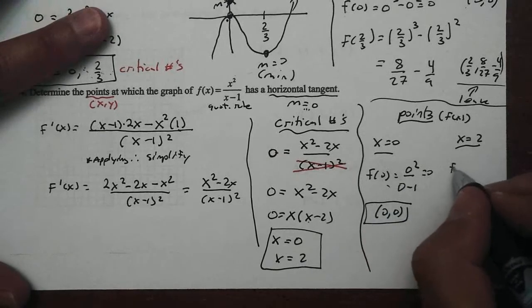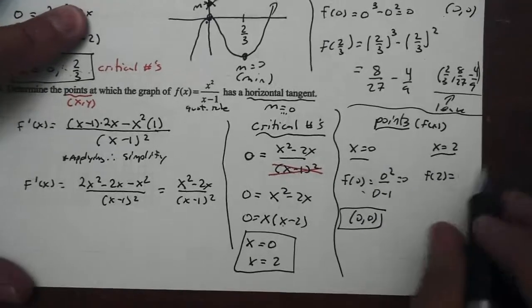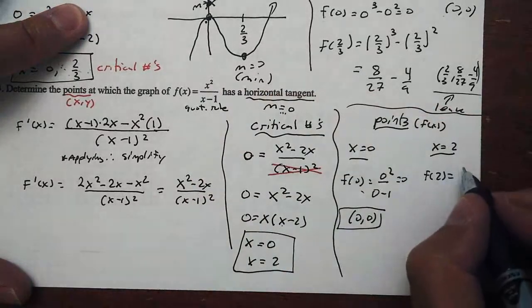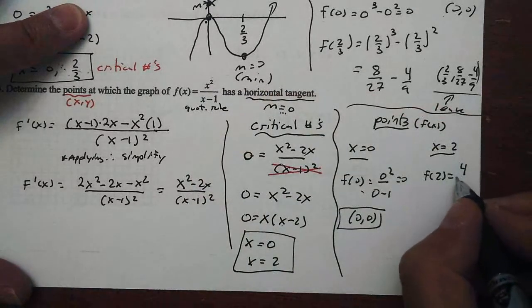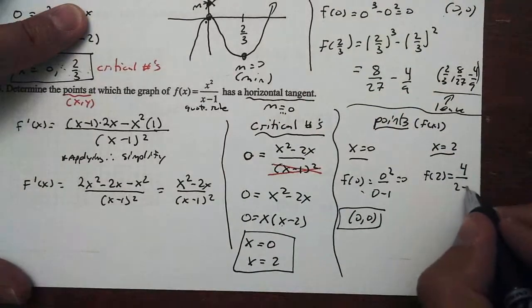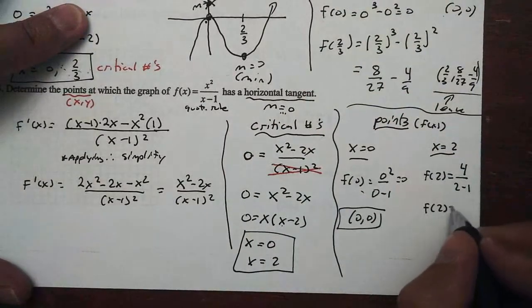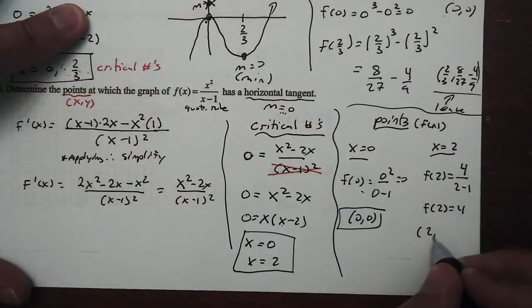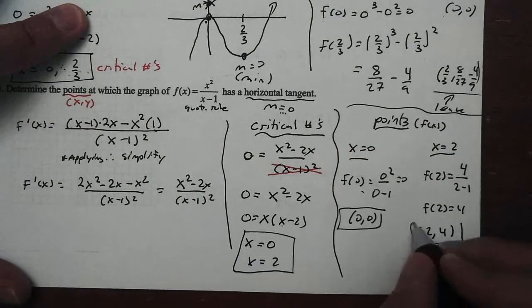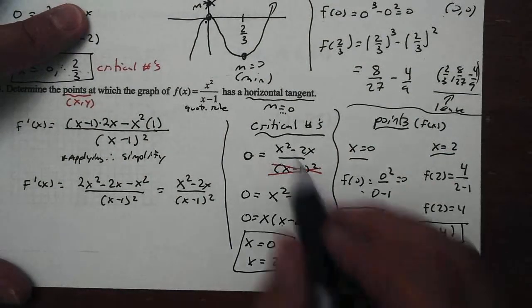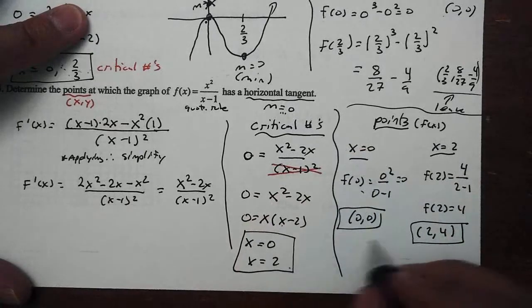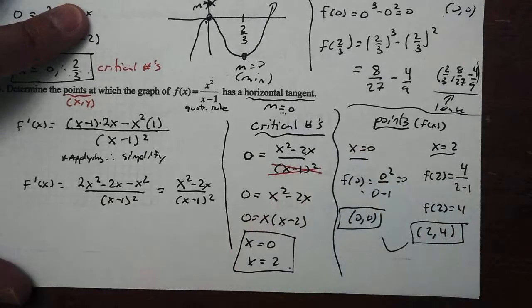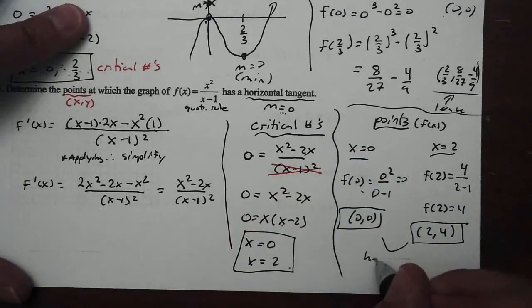And then plug in 2. I want to find f of 2. Remember, I'm going to plug it into the original function. So 2 squared is 4, over 2 minus 1. So f of 2 is 4. So my second critical point is (2, 4). And we actually call these critical points. Remember, a critical number is where the slope is 0. A critical point is the actual point itself. But these are our horizontal tangents.